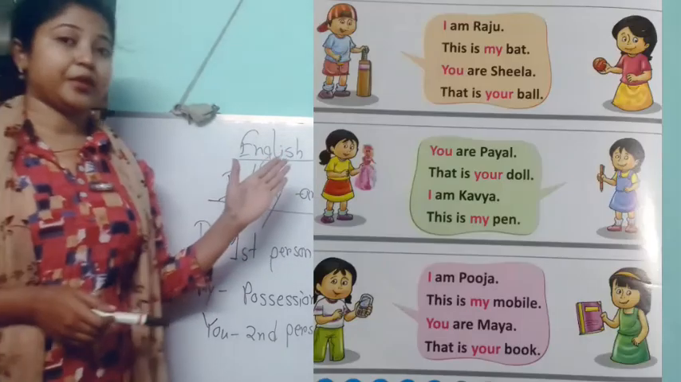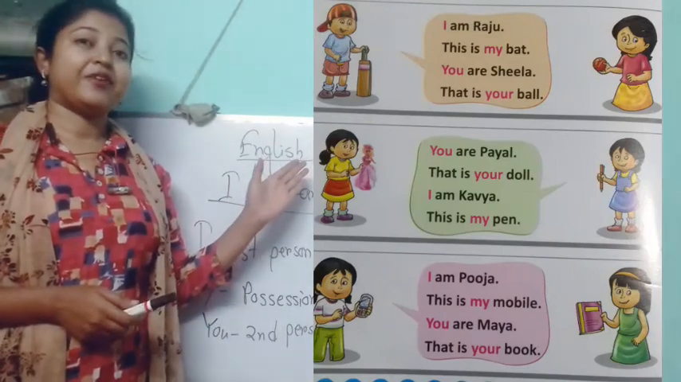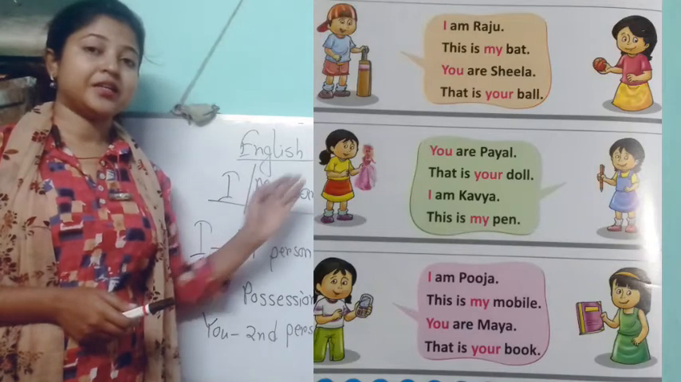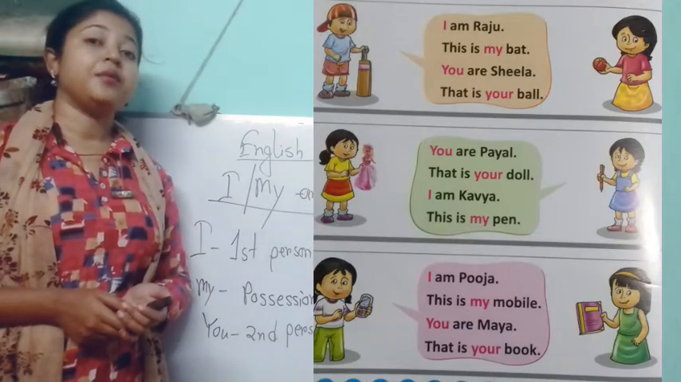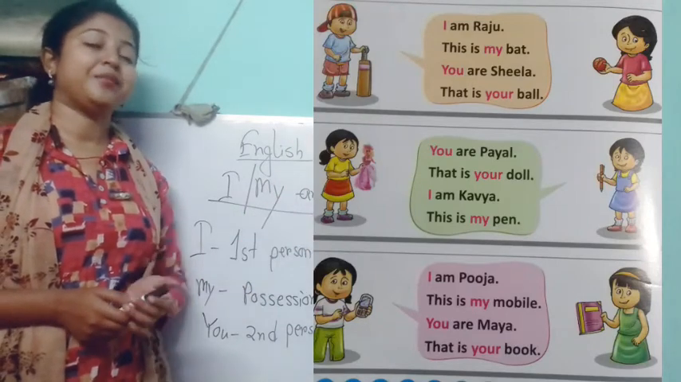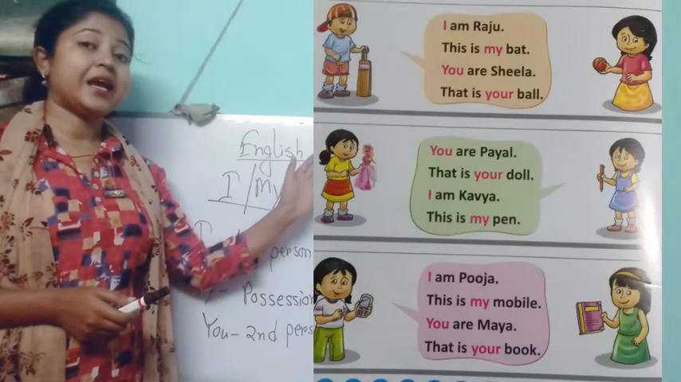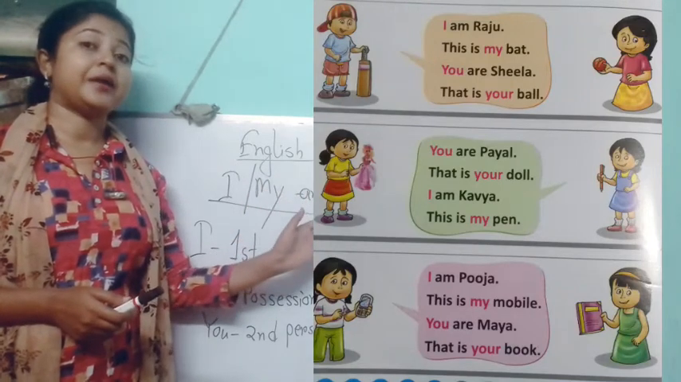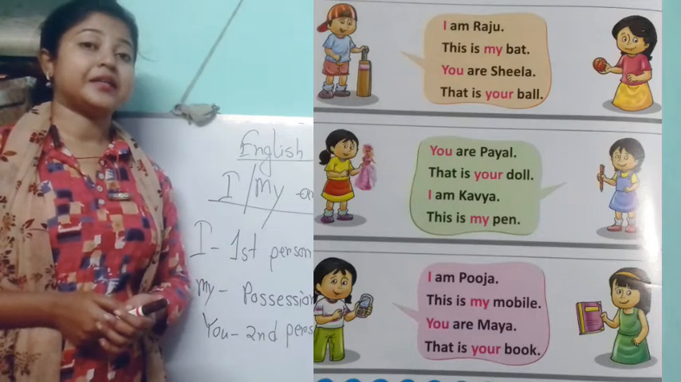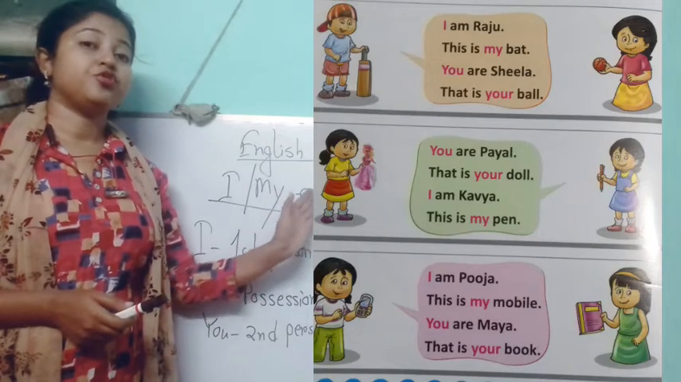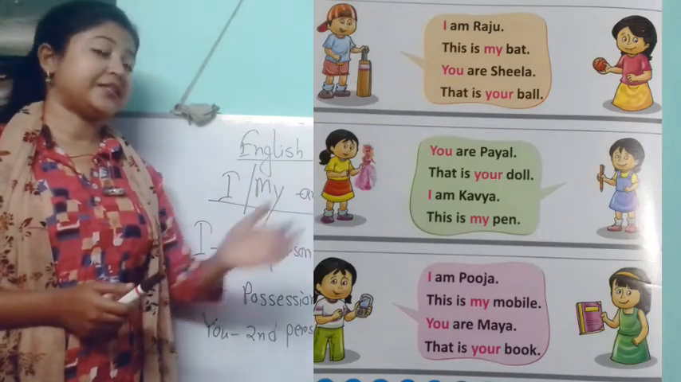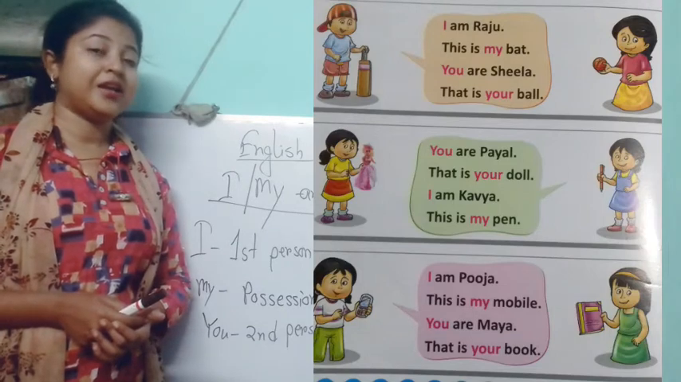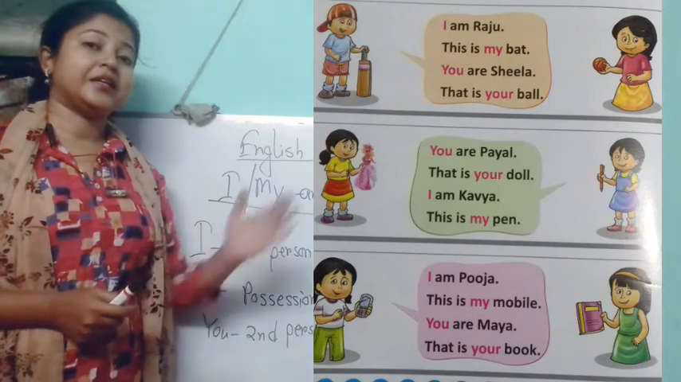Now look at your book. You will see these pictures. A boy is holding a bat and a girl is holding a ball, right? The boy is saying, I am Raju, and this is my bat. And the boy is also saying, you are Sheila. This is your ball.